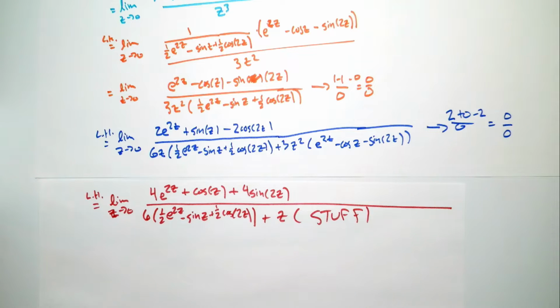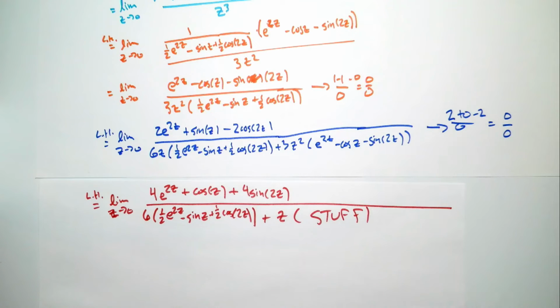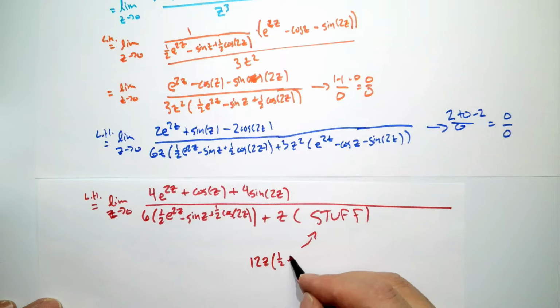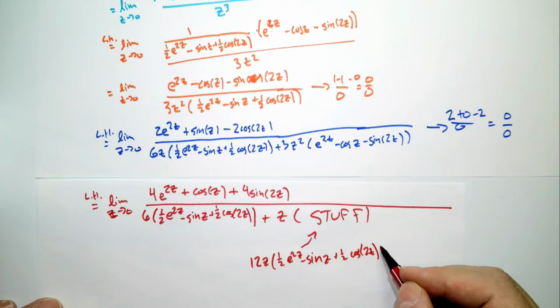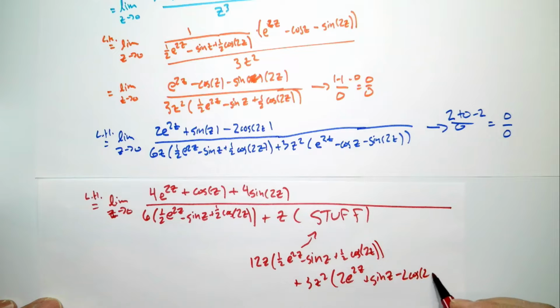Now, it turns out it's not very hard to take this derivative. You'd have 6z times that derivative plus another 6z times this, so you could combine them together. So the stuff, in case you're wondering, for those people who really want to know what is the stuff, this is what the stuff turns out to be. 12z, 1/2 e to the 2z minus sine z plus 1/2 cosine of 2z. And then plus 3z squared times 2e to the 2z plus sine of z minus 2 cosine 2z. That's what the stuff turns out to be, but I'm not too worried about that, because I know there's a z attached to everything else after that.